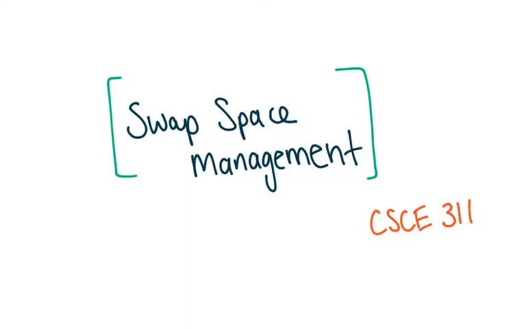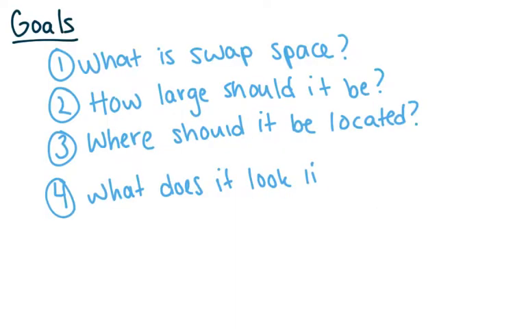This lecture is about swap space management. The goals of this lecture are to talk about what swap space is, how large it should be, where it should be located, and what it looks like. Looks like I did not get to that one. So what does it actually look like?